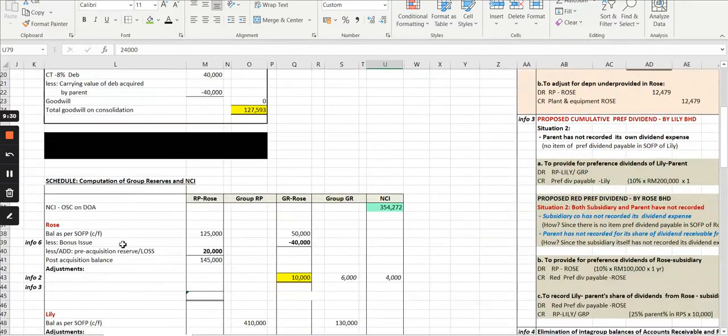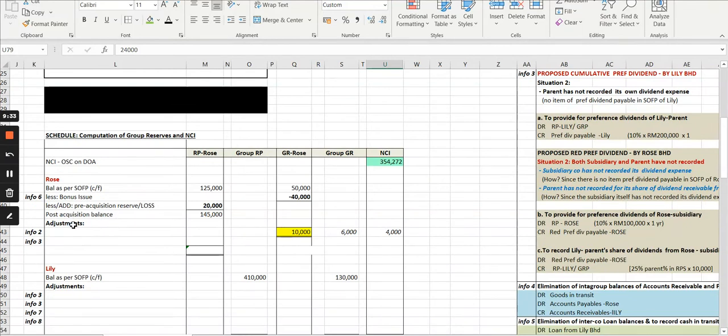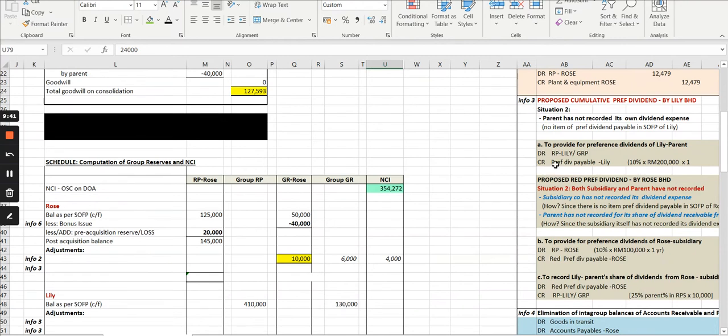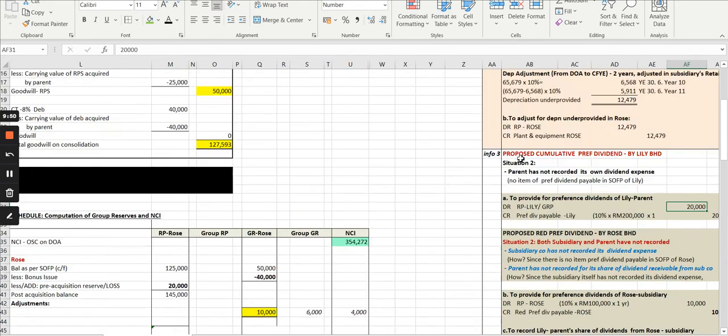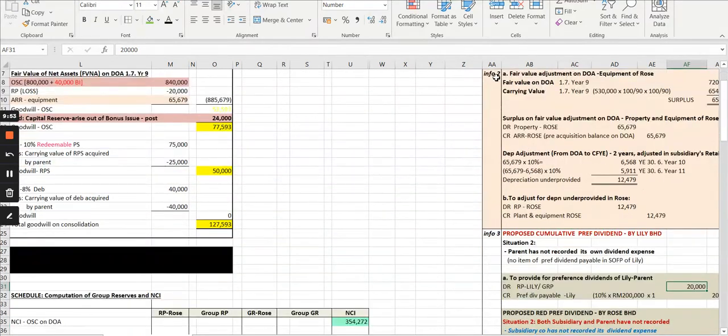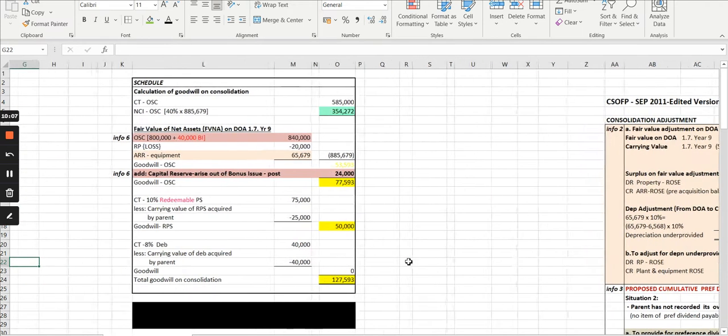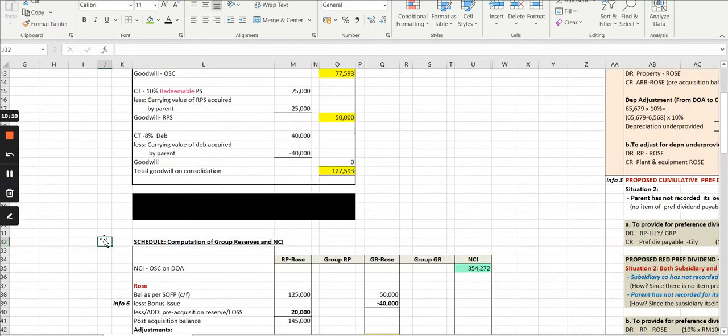The next one is the adjustment that will affect the retained profit section. I'm going to do it by the information. So information number 1, we have already done the adjustment to the retained profit, right? Sorry, information number 2 done, information number 3 and number 2. If you look at number 2, you have the adjustment for depreciation. This adjustment for depreciation must be reflected in retained profit of Rows. So let's just do that here.